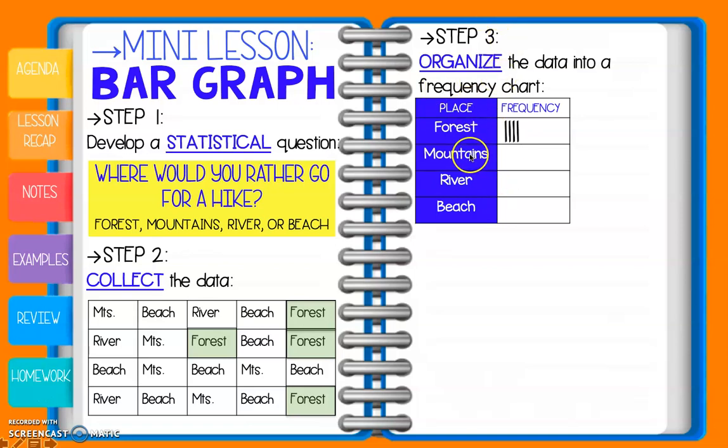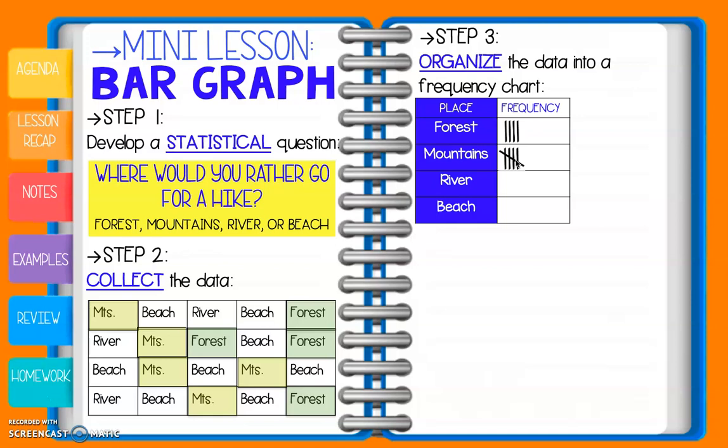We're going to look for our mountains. So over here in my data set, I'm going to highlight everybody that said they would like to hike in the mountains. And that gives me 1, 2, 3, 4, 5. So I'm going to come over here to my frequency chart, and I'm going to draw 5 tally marks, which is a bundle. Remember, it's 4 and a cross. That tells me that that's 5. So there's my 5 tally marks.